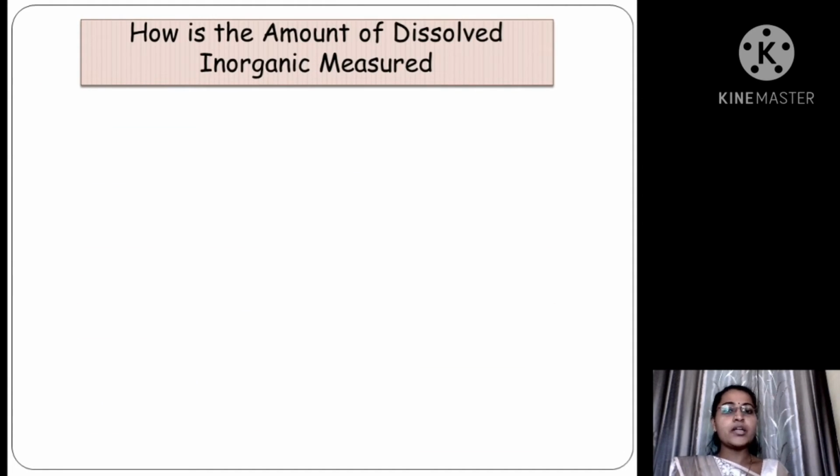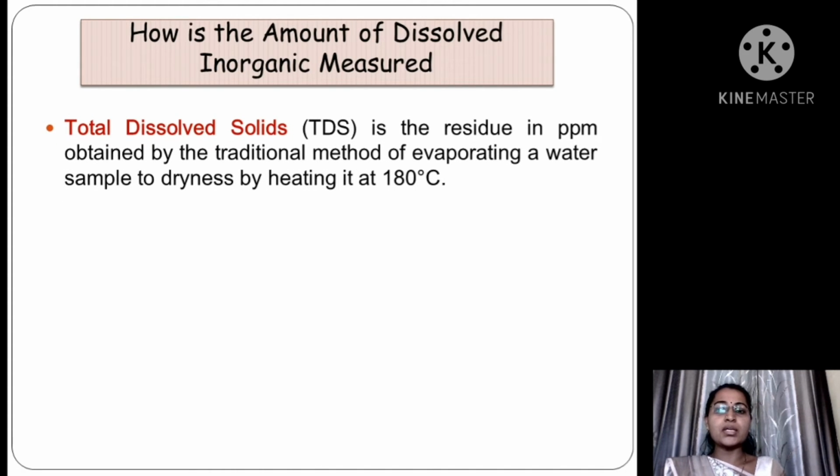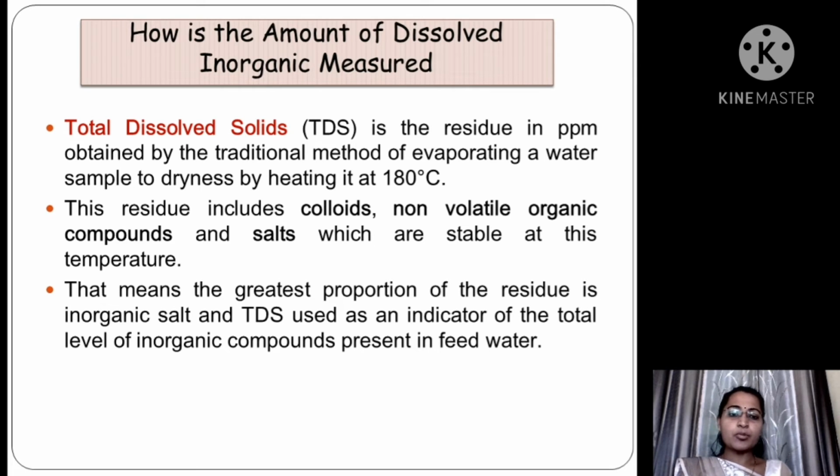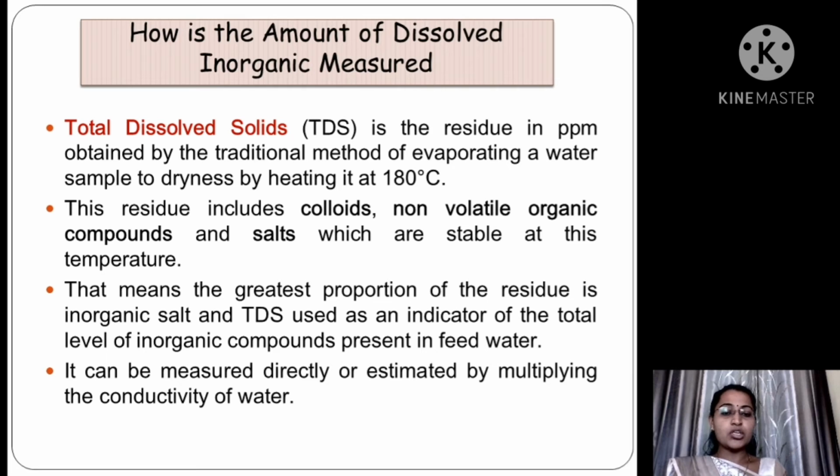How is the amount of dissolved inorganic matter measured? It is measured by using the term total dissolved salts. This TDS is the residue in ppm obtained by the traditional method of evaporating a water sample to dryness by heating it to 180 degrees Celsius. This residue includes colloids, non-volatile organic compounds and salts which are stable at this temperature. That means the greatest proportion of residue is inorganic salt, and TDS is used as an indicator for the total level of inorganic compounds present in feed water. It can be measured directly or estimated by multiplying the conductivity of water.